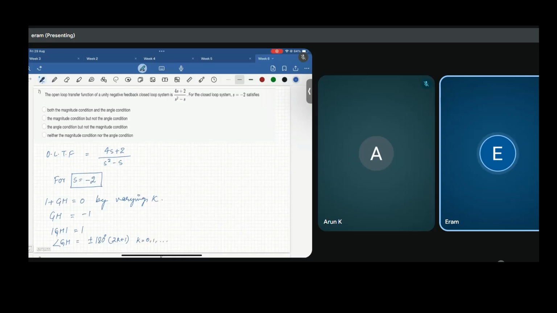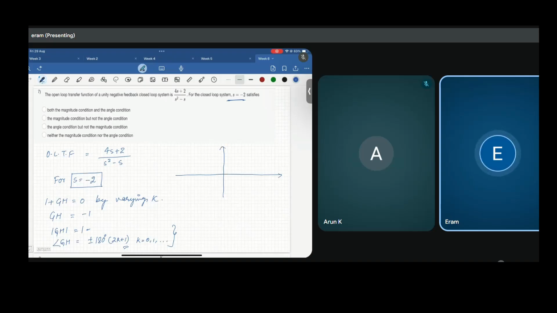Okay, so how to check these two conditions? For the pole to lie on the root locus, it should satisfy the magnitude criteria, that is, for the given s in this question, s equals to minus 2, the magnitude of the open loop transfer function should equal 1 and the angle should be an odd multiple of plus minus 180 degrees. Okay, before that let's plot the poles and zeros of the system.